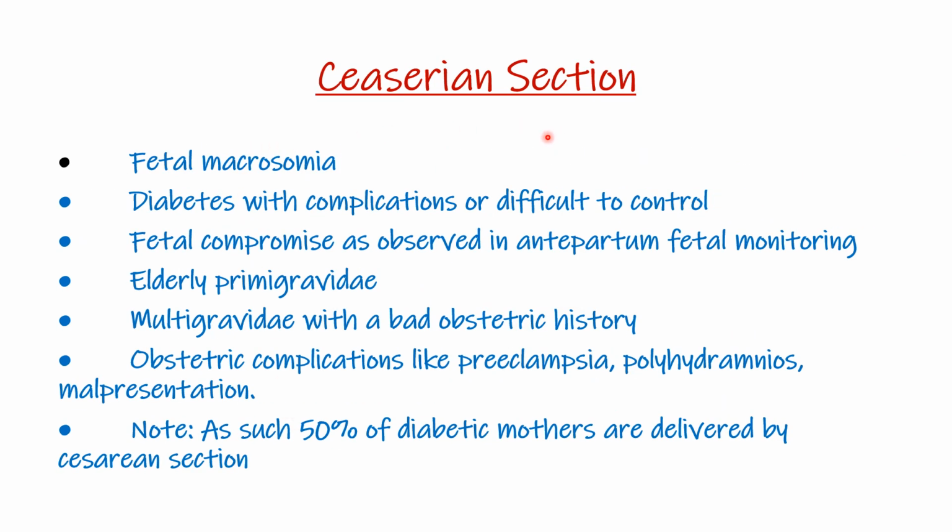So these are the indications for cesarean section, where we have fetal macrosomia. We already talked about the pathophysiology of this and why it occurs in diabetes. Fetal complications that are difficult to control, or fetal compromise observed in antenatal fetal screening, for example, a non-reassuring fetal status, or an elderly primigravida or multigravida with a bad obstetric history, obstetric complications such as preeclampsia, polyhydramnios, malpresentation. Note that 50% of diabetic mothers are delivered through cesarean section.